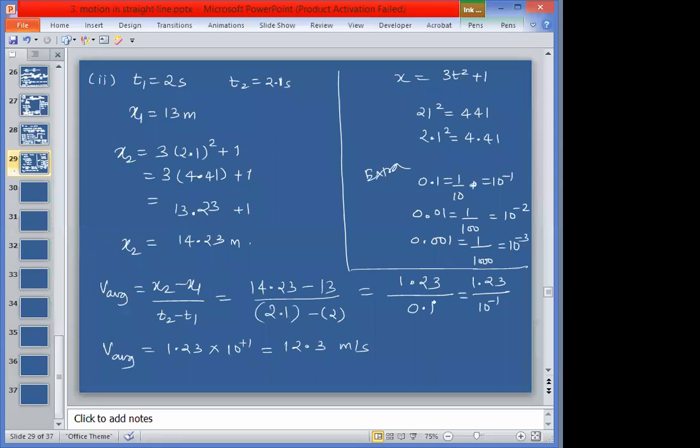What was the interval? It was 0.1 second. What answer did we get for T2 minus T1? 0.1. So we are reducing the interval. In the first case, time was 2 seconds and 3 seconds, so the interval was 1 second. In the second case, time was 2 and 2.1, so the interval was made 0.1 second.